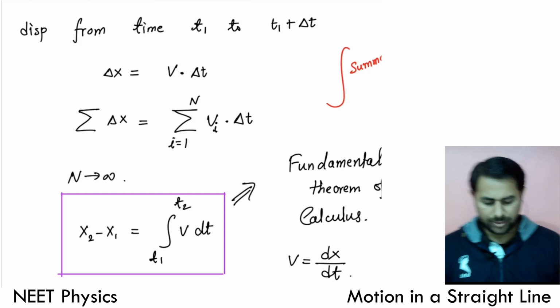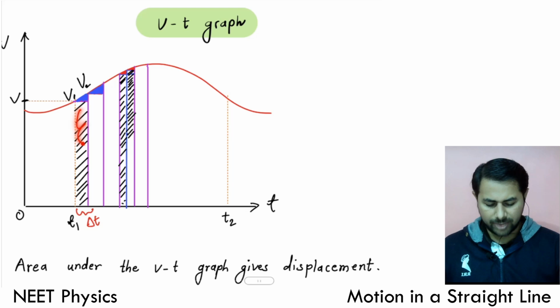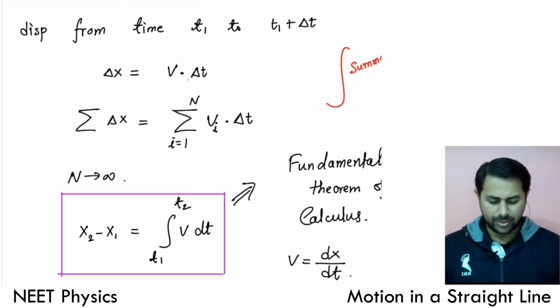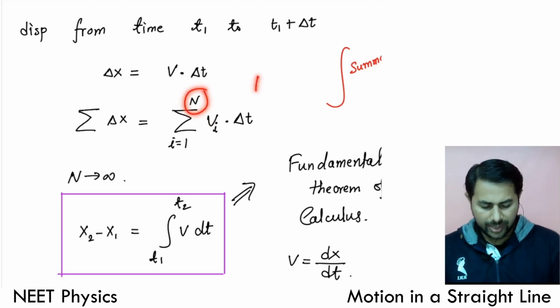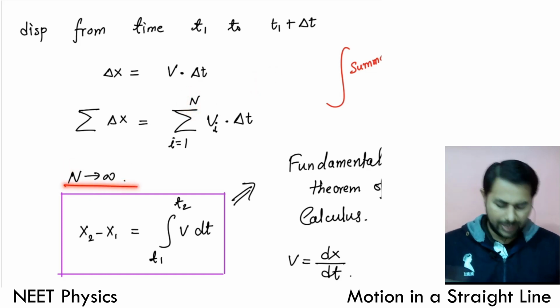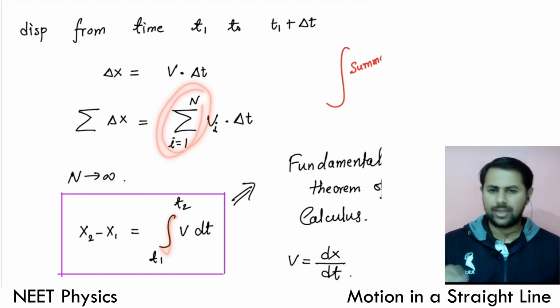So what is the displacement? It is the sum of all these small areas, you can say. So that is v times delta t: v1 delta t plus v2 delta t. The sum of all those is written like this: summation i goes from 1 to n, vi times delta t, right? And now if we take n very large, that means n tends to infinity, then we replace this summation symbol by the integration symbol.